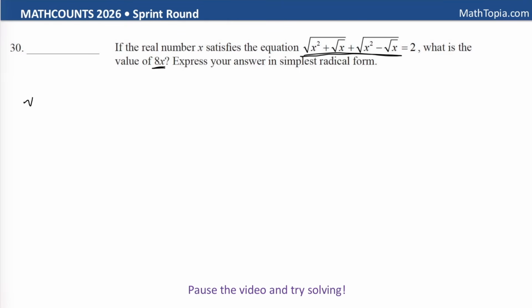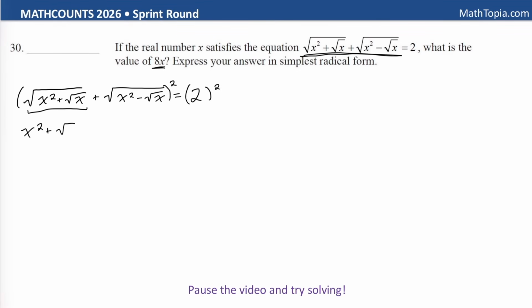So rewriting our equation, we have the square root of x squared plus the square root of x plus the square root of x squared minus the square root of x equals 2. To get rid of the radicals, we can square both sides. So 2 squared. And just expanding this out, we get this term squared, which is x squared plus the square root of x, plus 2 times both of these terms multiplied.